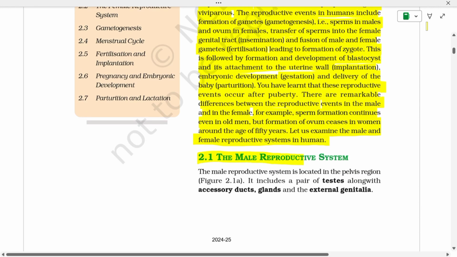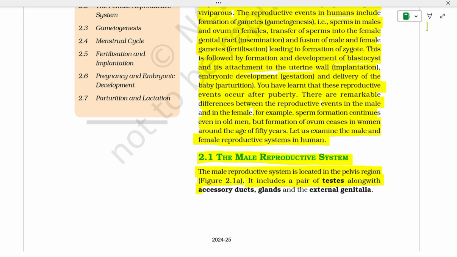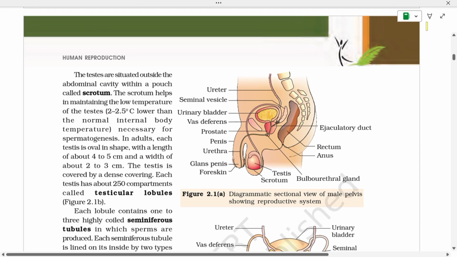2.1 The male reproductive system. The male reproductive system is located in the pelvis region, figure 2.1a. It includes a pair of testes along with accessory ducts, glands, and the external genitalia.